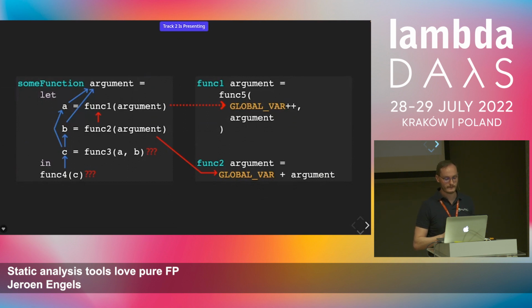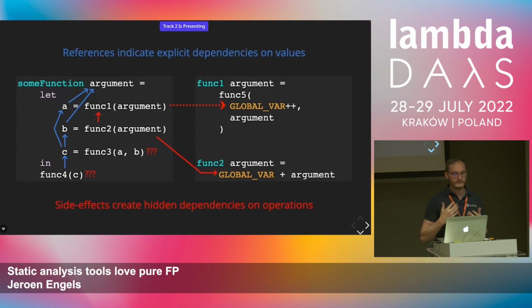We don't know. So references, they indicate explicit dependencies on values or computations. Side effects, they create hidden dependencies on operations. So B doesn't depend on A, it depends on func1 being called, because func2 depends on func1. And this makes analysis much harder.